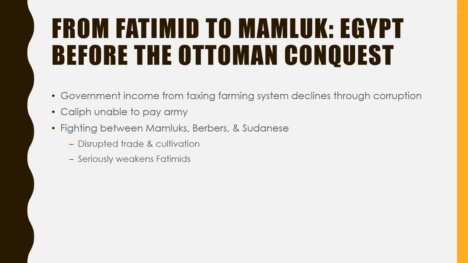And because their main source of income, they get some from taxing imports and exports, but most of it is coming from taxation on the peasantry, because of this drying up, they are unable to pay their army. And the unity in the army starts to fall apart. Again, they're not from any one country. They don't have any sense of national pride or ethnic unity. So there's going to be fighting in the army between the Mamluks, the Berbers, and the Sudanese soldiers. And this is going to disrupt trade and cultivation in the region and seriously weaken the Fatimids and their dynasty as a whole.